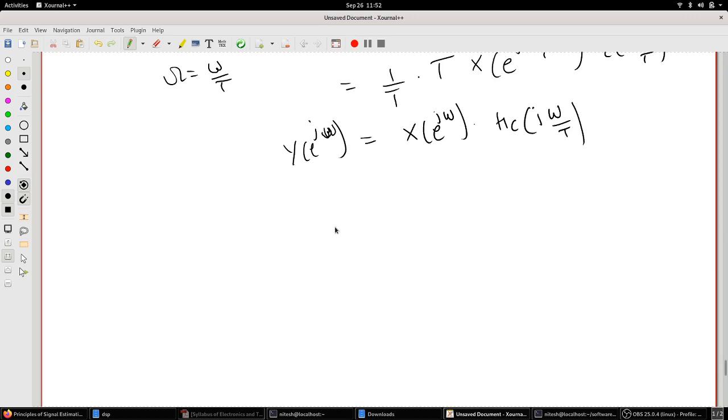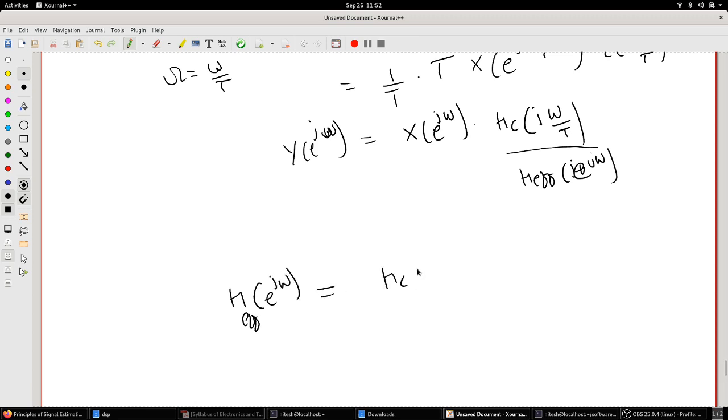Now if you look at this expression carefully, this is my effective H effective of e raised to j omega. So H effective of e raised to j omega is equal to Hc of j omega by T for minus pi less than or equal to omega less than or equal to pi.